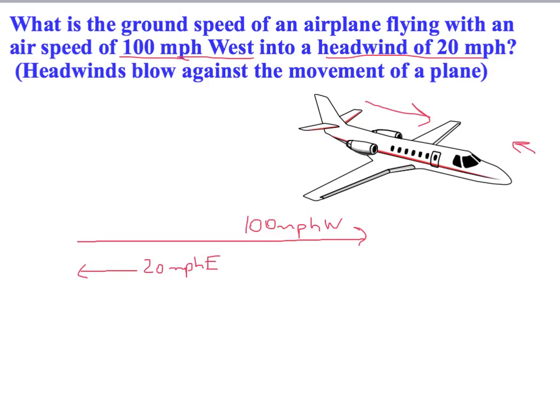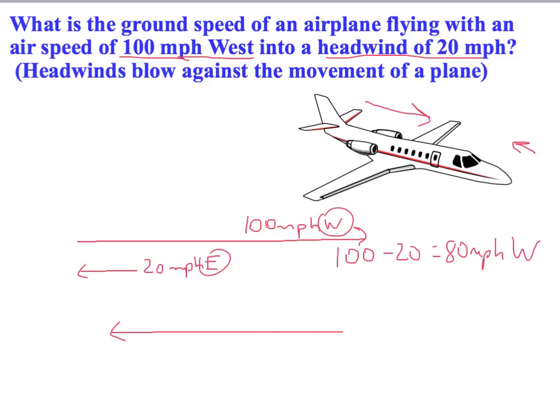Now what would the resultant be? These are opposite directions, so you'd have to subtract them. That gives us 80 miles per hour. If you look at the two, west is bigger than east, so our resultant is 80 miles per hour west. Let's do one more example.